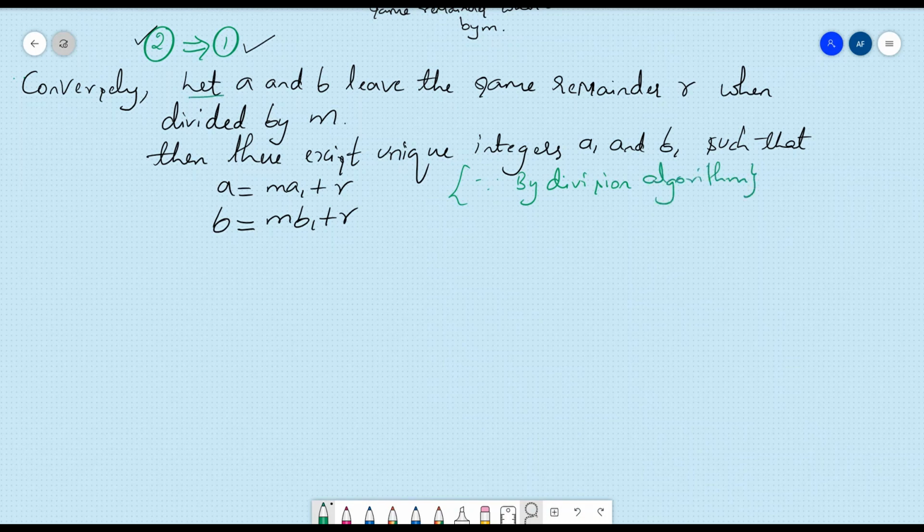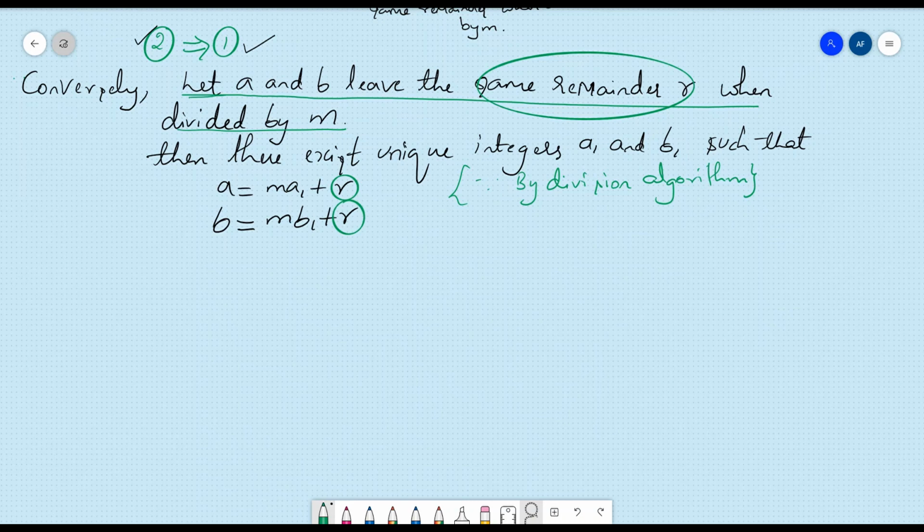So what I have considered: let a and b leave the same remainder when divided by m. Then by the division algorithm, we can write in this form. So we have taken already that it leaves the same remainder r, so in this case I have taken r and r. In the before case I took r1 and r2, different remainders, and at last it was the same. Now I am going to take the same remainder, that is r and r itself, whenever a is divided by m or b is divided by m. So by the division algorithm I can write it in this form.